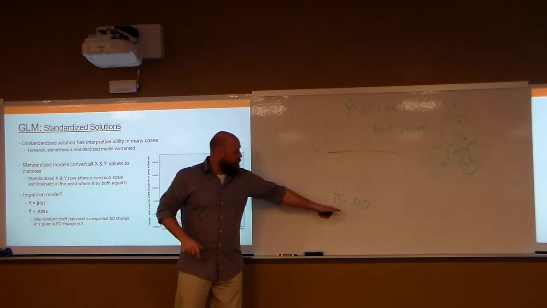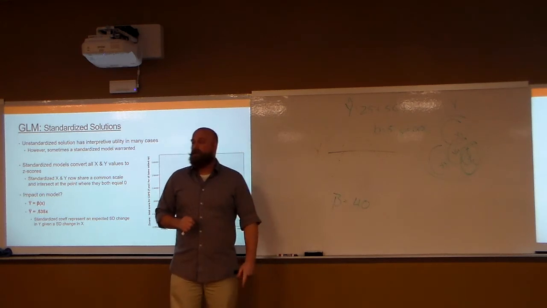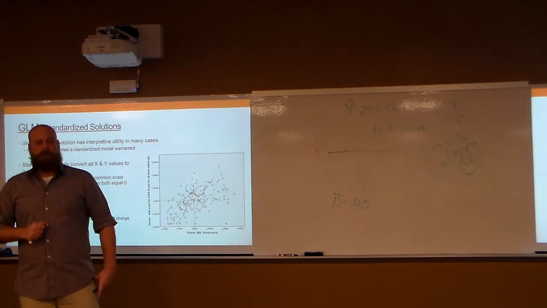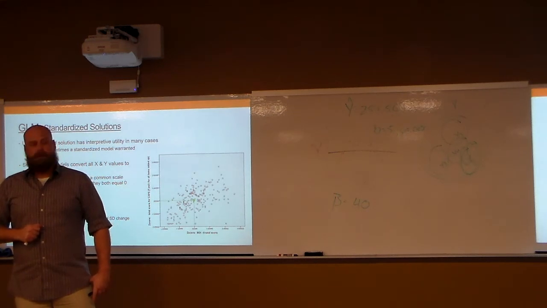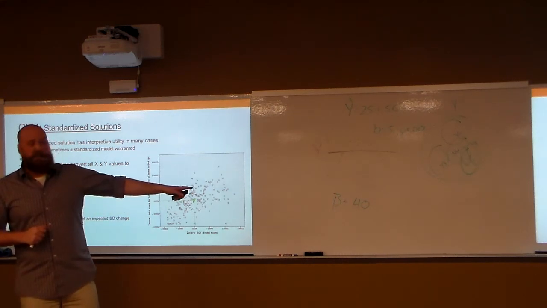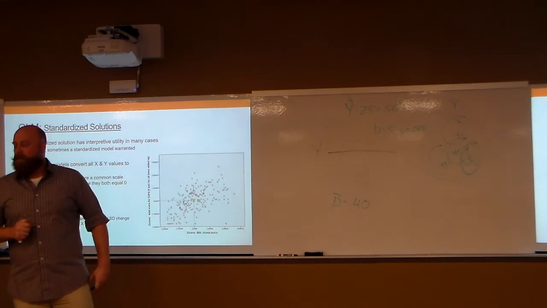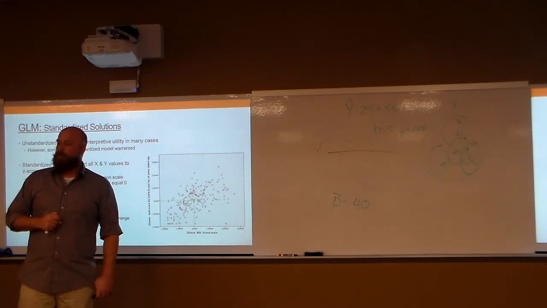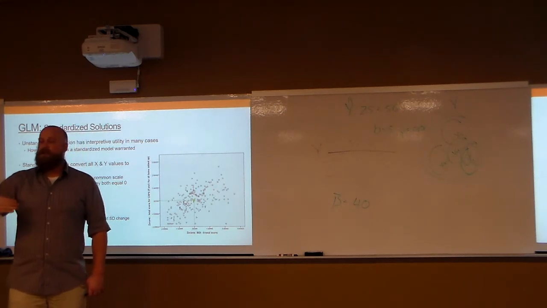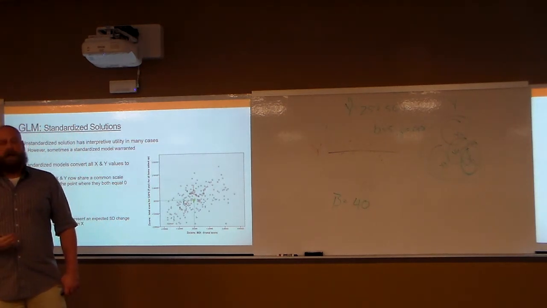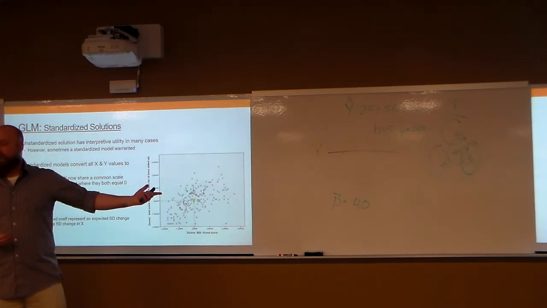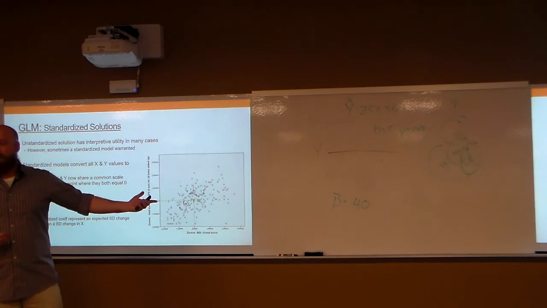CJ, what's my interpretation of this coefficient, if this is a standardized coefficient? With each standard deviation change, you would expect the other variable to change by a factor of 0.4. Yeah, perfect. For every standard deviation increase I get in my predictor, I'm getting about 0.4 of a standard deviation increase in my outcome.